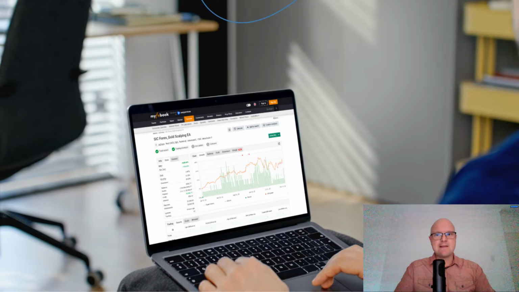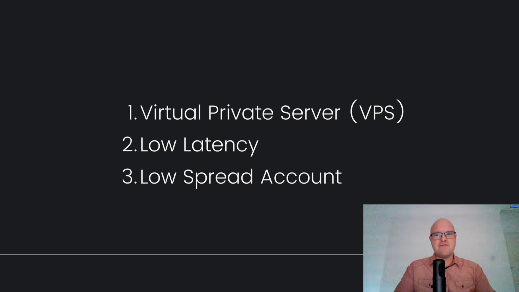As always, to get the best results with any expert advisor, it's important that you have the right tools for the job. So it's important that you use a VPS or virtual private server with a low latency, as well as either an ECN or low spread account.